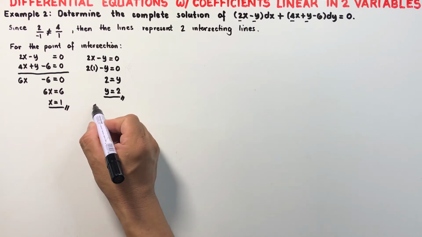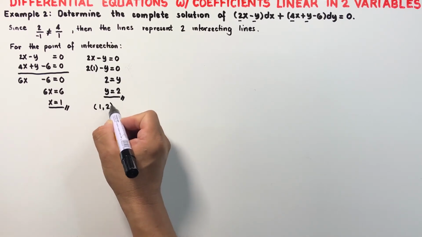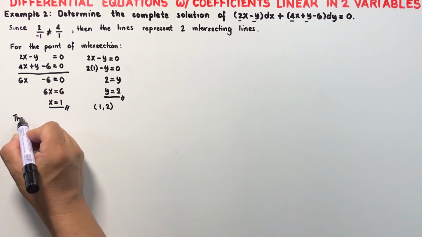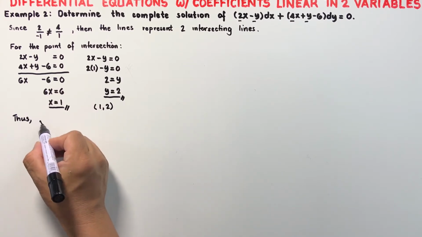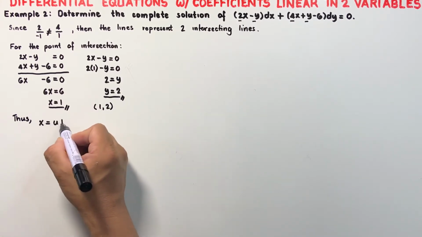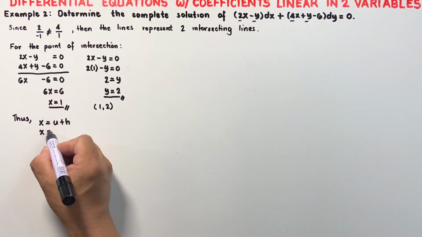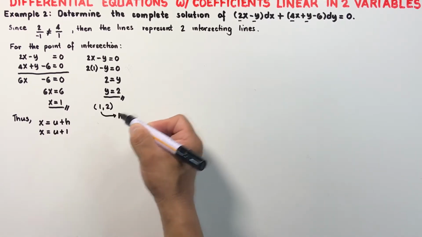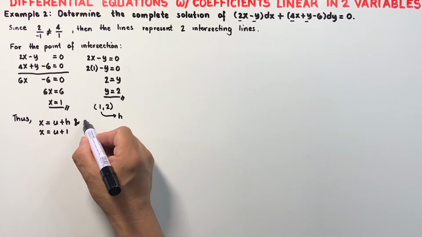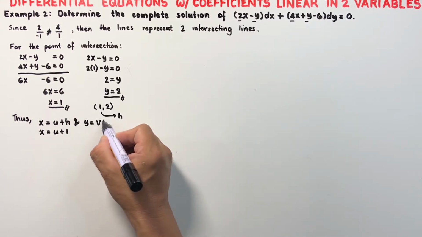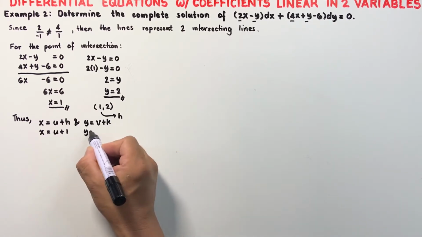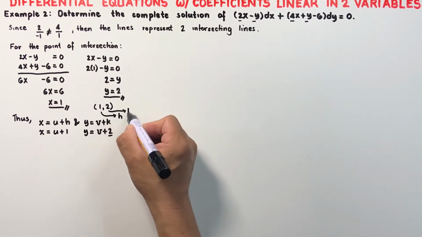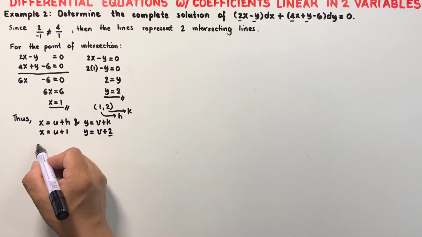So here, our point of intersection is at the point (1, 2). Therefore, we need to use our substitution for case number 2, which is x equal to u plus h. And we know that our h is 1, because this number here is our h. And also, we need to use y, which is equal to v plus k. And we know that our k is 2, because this number is from here, which is our k. And also, we need to find its differential.